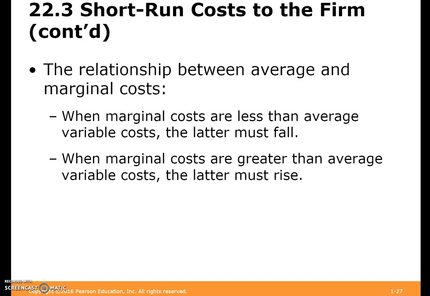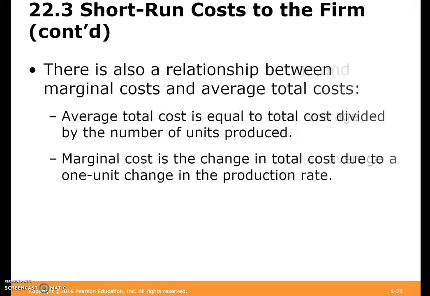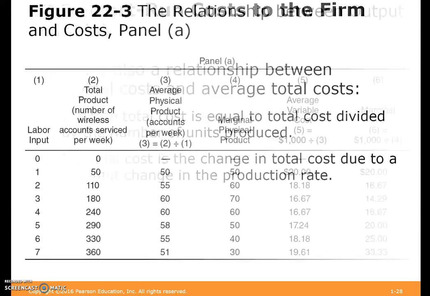When the marginal cost is less than the average variable cost, the latter must fall. When marginal cost is greater than average variable cost, the latter must rise. And you can go and look back at that graph and see this relationship between the two. And you have the same one with average total cost. Average total cost is equal to total cost divided by the number of units produced, right? So marginal cost is the change in total cost due to a 1 unit change in the production rate.